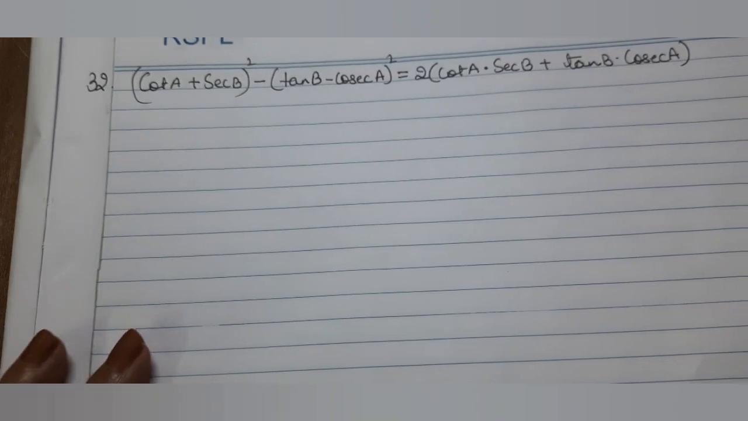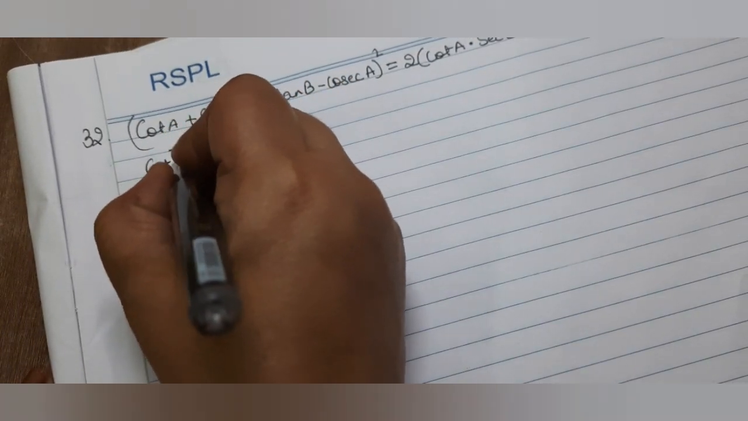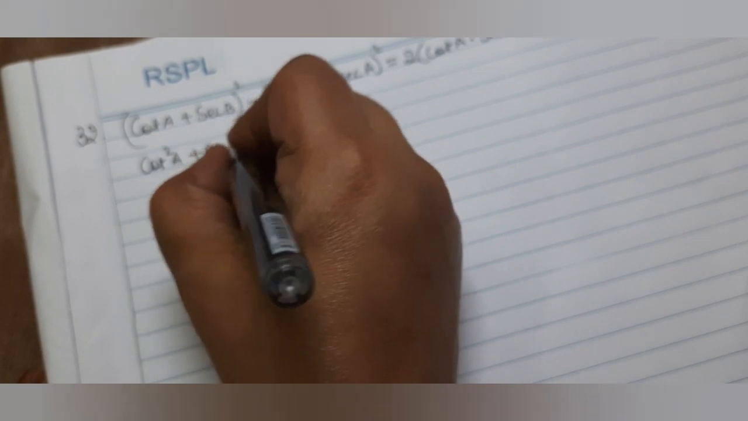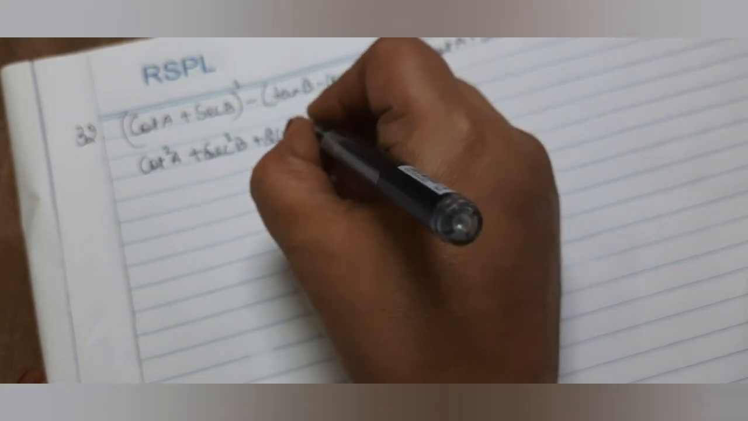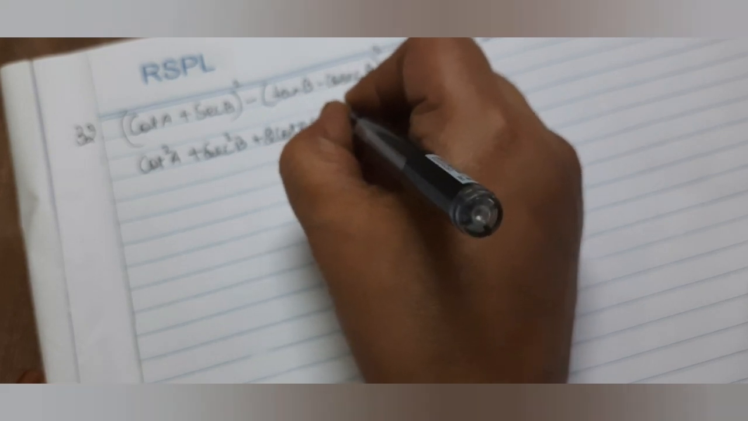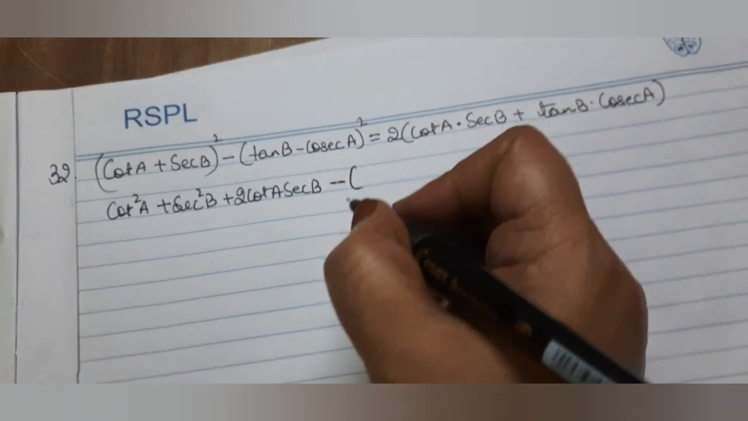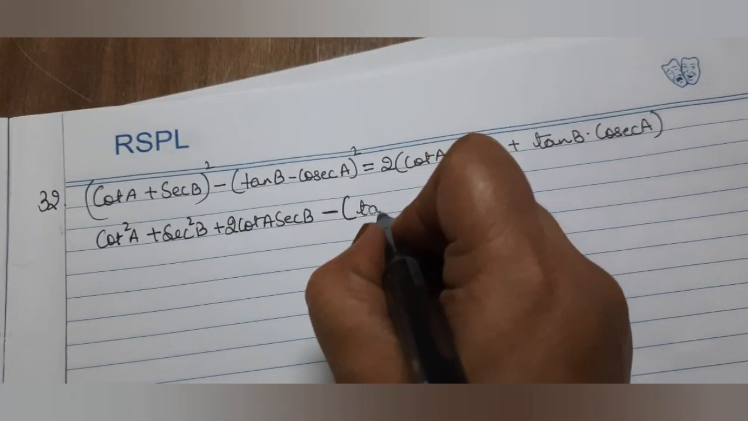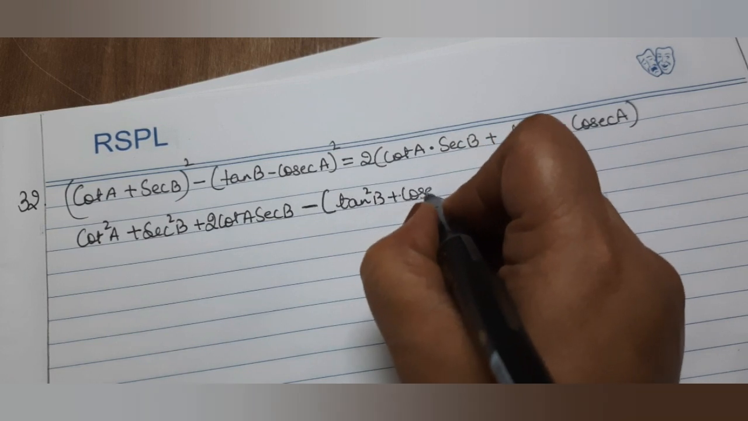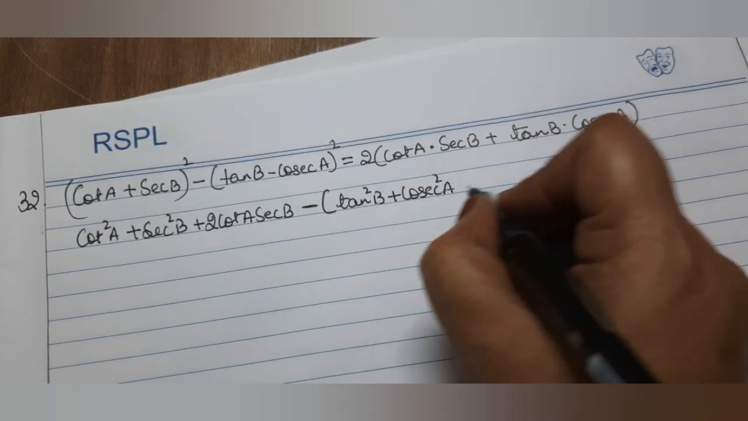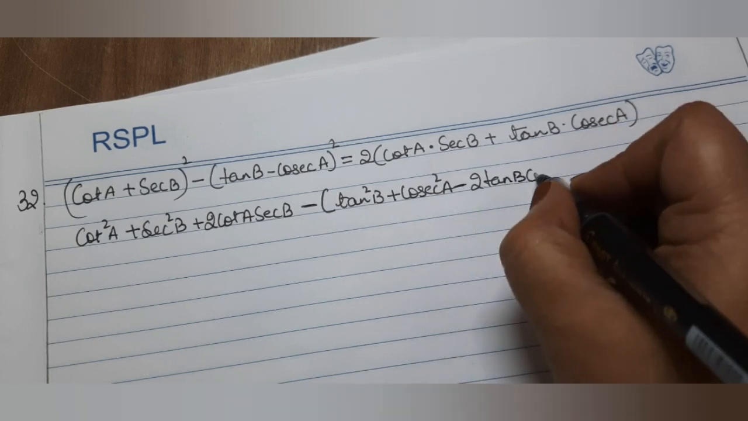So we will come up with A square plus B square plus 2AB, cot A secant B. This minus sign is there, so put a bracket here. So this will be A square plus B square minus 2AB.